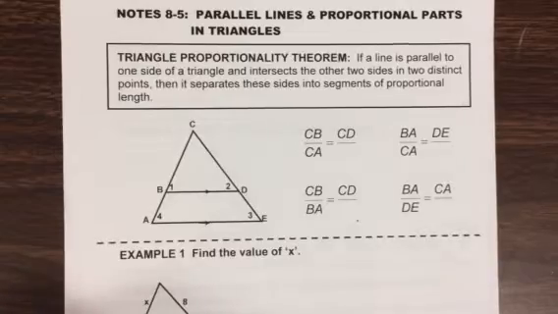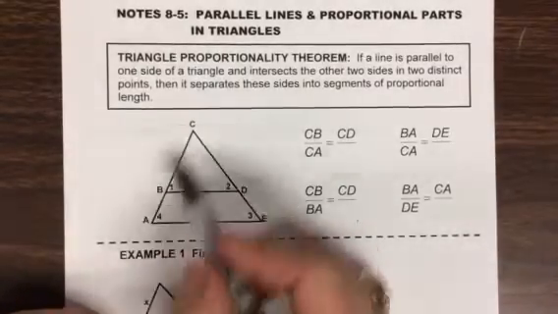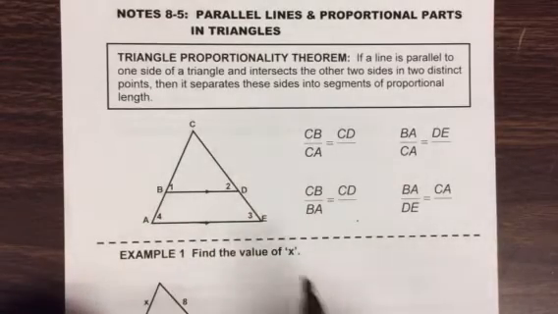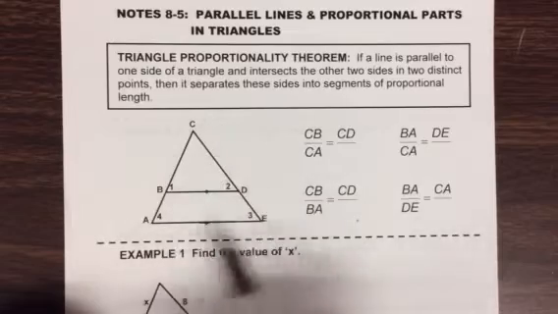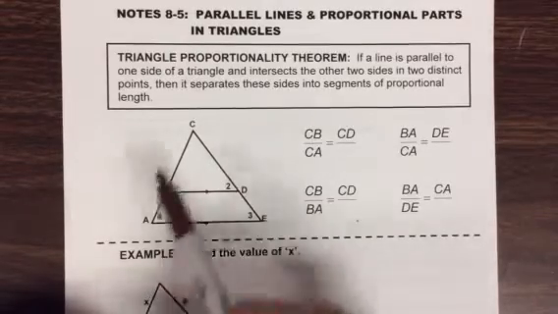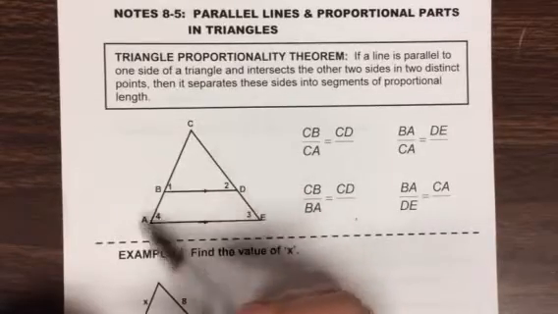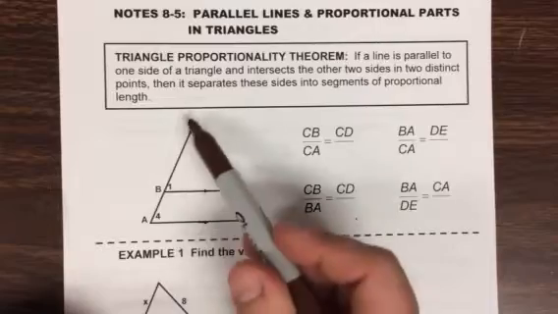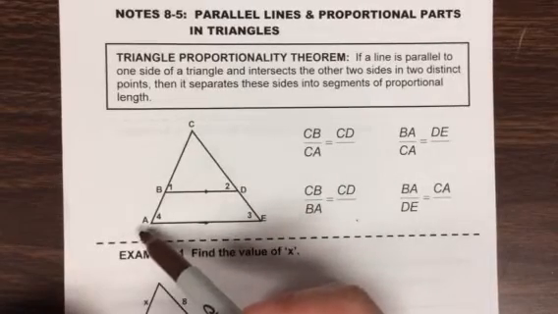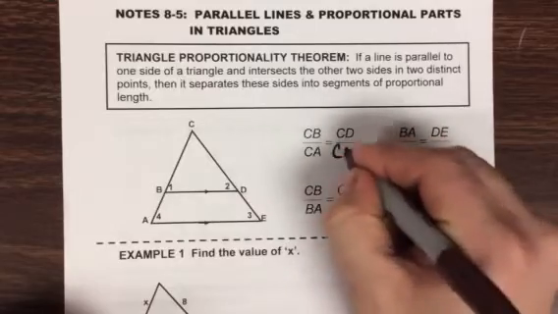So, long story short, parallel lines intersect the same two lines. It's going to make similar triangles, CBD and CAE, and it's going to cut it into proportional parts. So we can say CB over CA, or CB to CA, is equal to CD to CE.